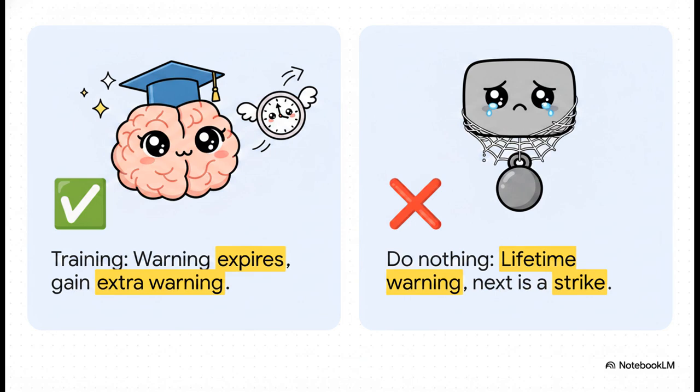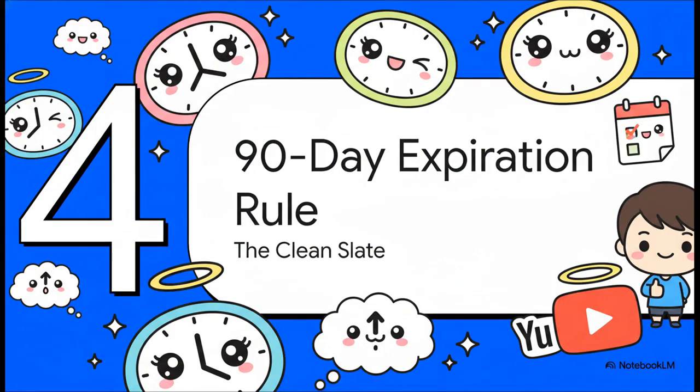Think about it. If you choose to do nothing, that warning sits on your channel forever, lifetime, and your very next violation for any policy instantly becomes a strike. But taking the training, that unlocks some major system perks. Not only can your current warning expire, but, and this is huge, you actually gain an extra safety net if you happen to violate a completely different policy down the road. It's a massive advantage.